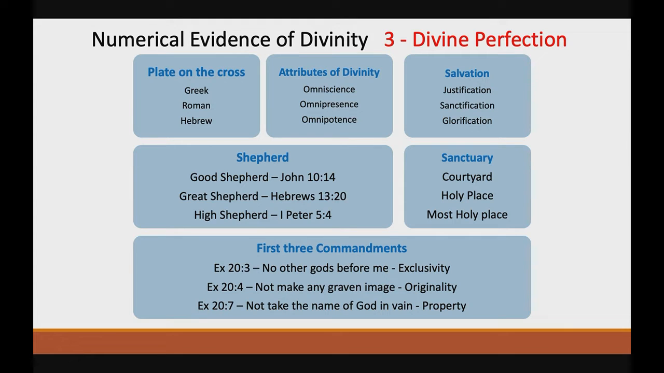Justification, sanctification, and glorification. Our shepherd is known for how many names? Three names: Good Shepherd, Great Shepherd, and High Shepherd. You see these Bible verses there? You can confirm. Our heart sanctuary is divided in how many parts? Three parts: courtyard, holy place, and most holy place.